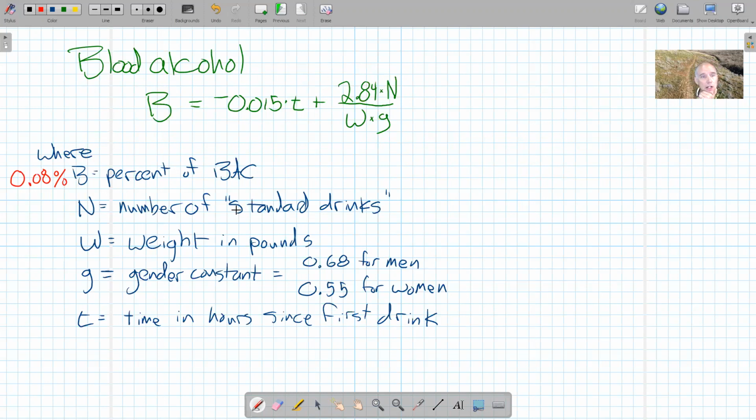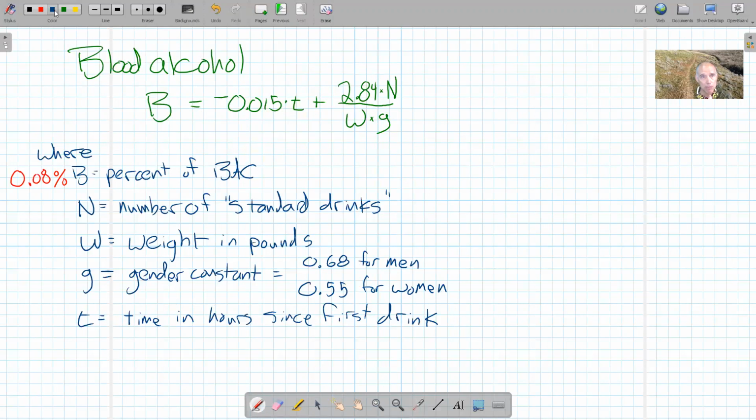N over here is the number of drinks. And W is weight in pounds. G is gender, depends on whether you're male or female. And then T over here is the time in hours since your first drink. So I'm just going to play around with this equation a little bit on a calculator.